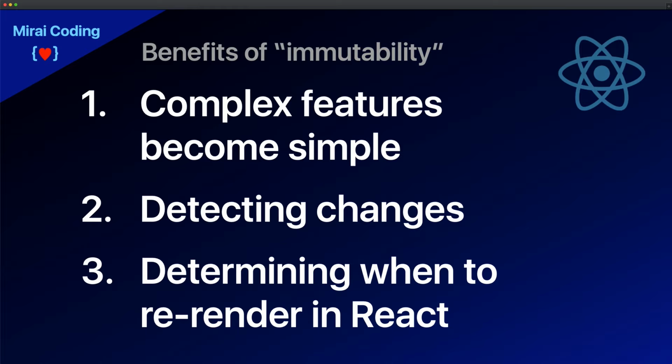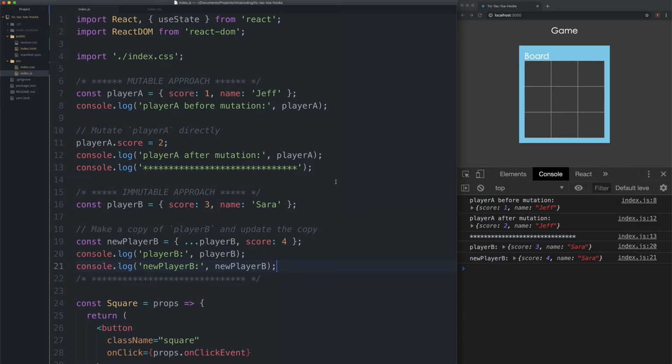3. Determining when to re-render in React. The main benefit of immutability is that it helps you build pure components in React. Immutable data can easily determine if changes have been made, which helps to determine when a component requires re-rendering. We will now remove these examples.